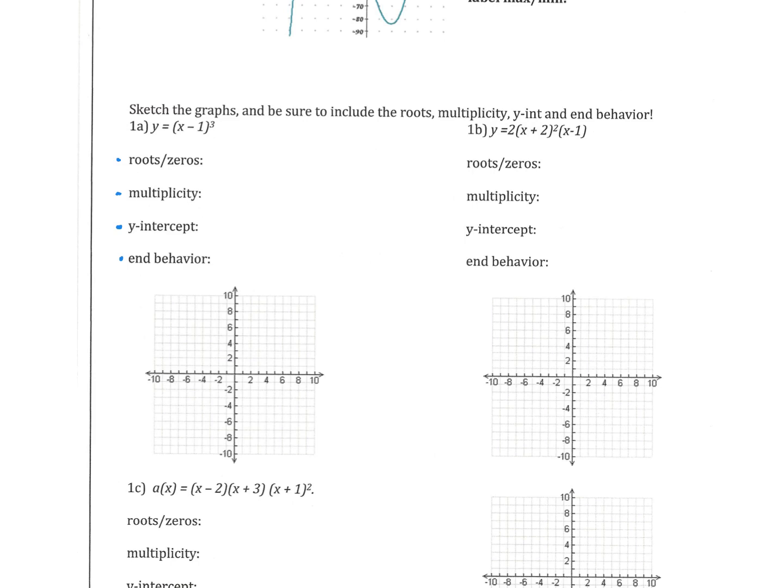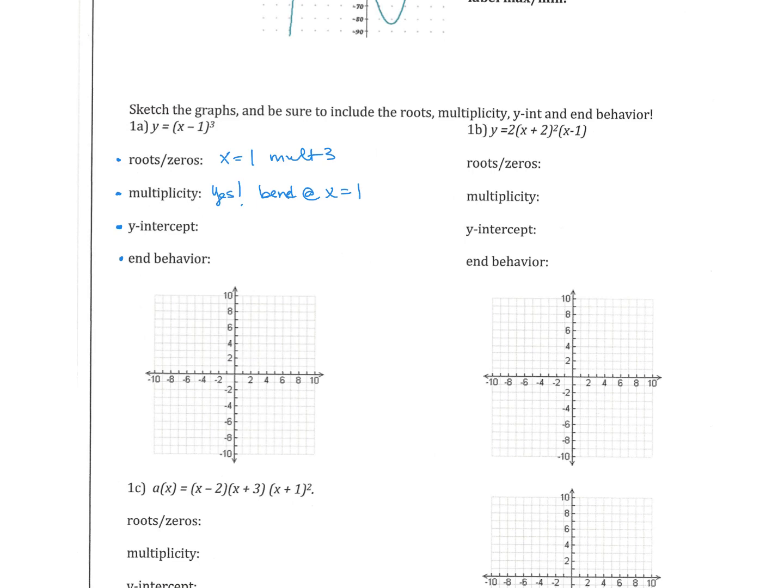So this problem, if x minus 1 is my factor, then x equals 1 is my root, and this has a multiplicity of 3 because it's to the third power. It's an answer 3 times. So yes, I'm going to have a multiplicity. I'm going to have a bend at x equals 1.